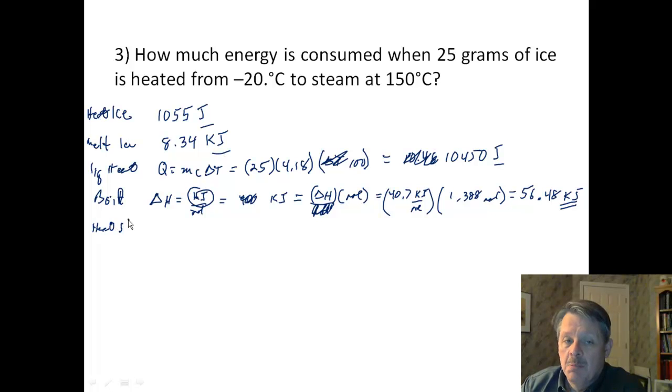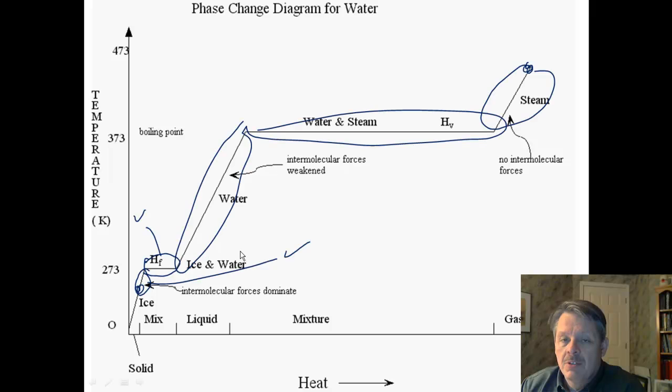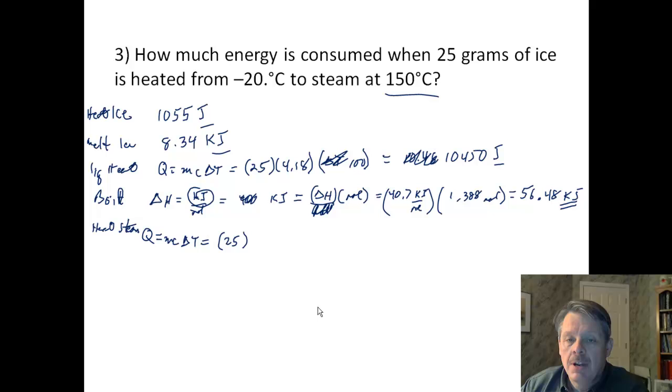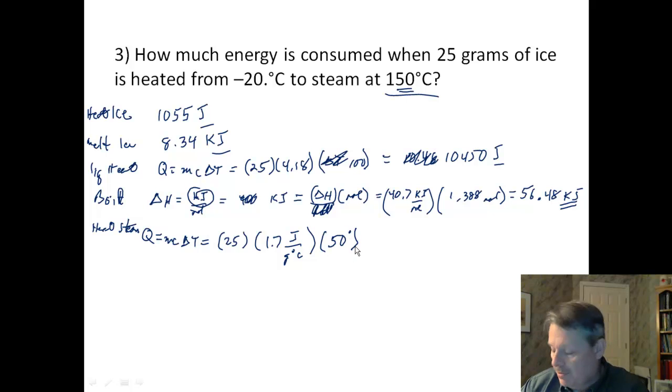And the last one we have to do is heat up our steam. Our steam is heating up by 50 degrees Celsius. So again, we go back to Q equals mc delta T. Our mass is 25 grams. Our C we have to look up. Our C for steam is 1.7 joules per gram degree centigrade. And our change in temperature is going to be 50 degrees, because we're going from 100 up to 150 degrees Celsius, right? So that gives us a number of 2125 joules.